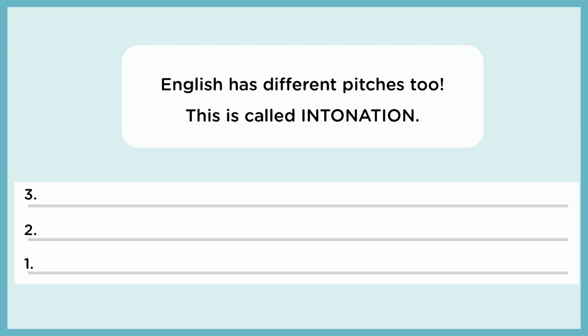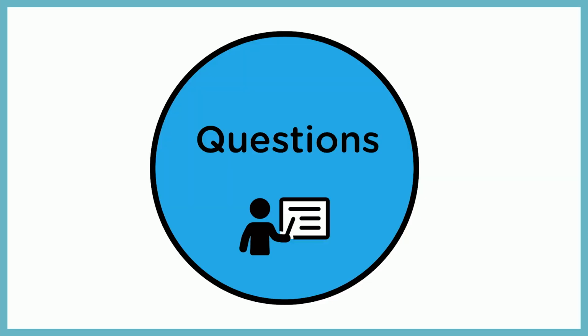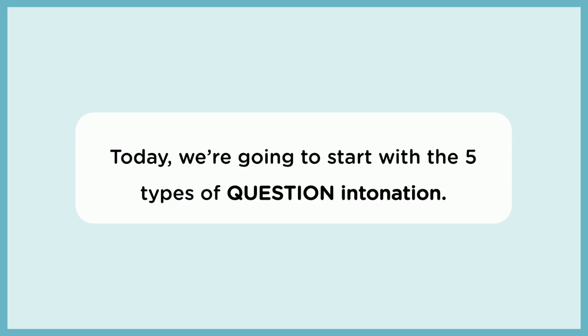Right, cool. So we use different patterns for different things in English. Questions have very specific patterns. So let's jump into those first. Great. Okay, so today we're going to begin with the 5 different types of question intonation. Now, mostly people say, oh, it's easy. When you ask a question, you make your voice go up. Well, that is true, but not all the time. So let's find out when to do it and when not to do that.